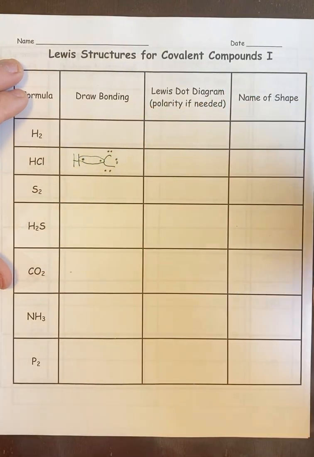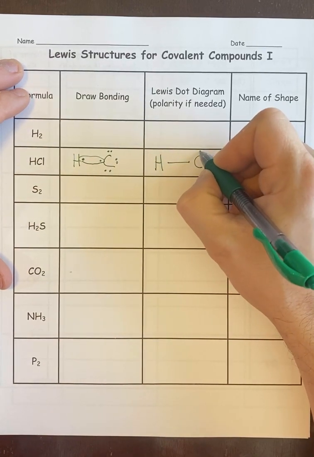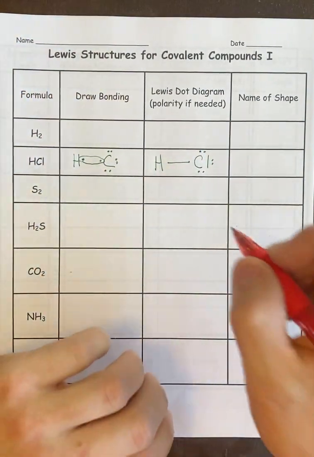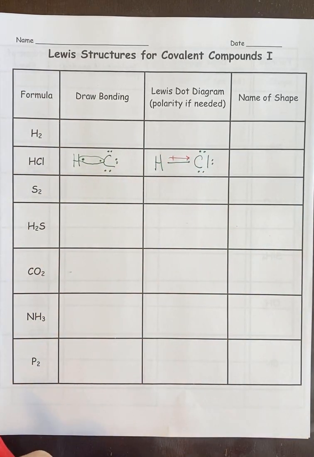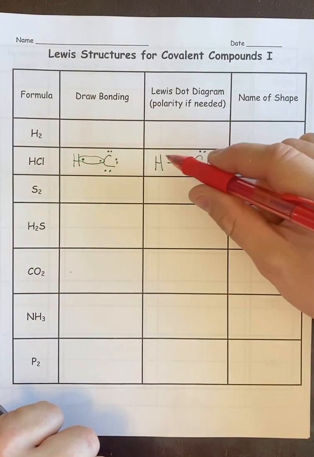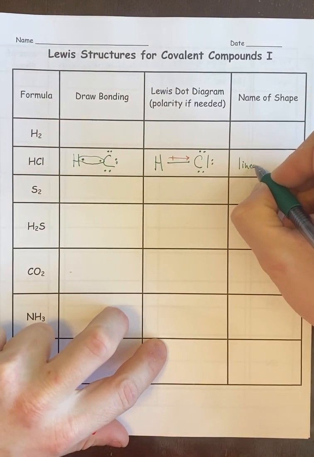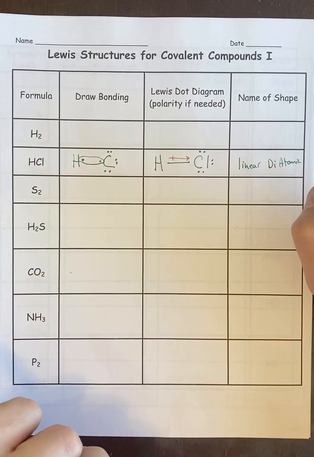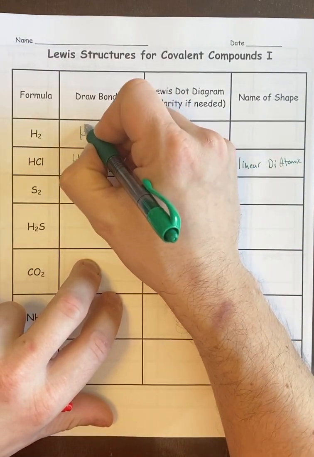Since they're covalent, we circle them. Then when we draw our Lewis dot diagram, the circled electrons become the line. The lone pairs don't get forgotten. And then we have to draw the polarity arrow to show which way is the positive end and which way is the negative end. And the reason I'm going towards chlorine and not H is that chlorine has a higher electronegativity than H. And then the name of shape is linear diatomic.